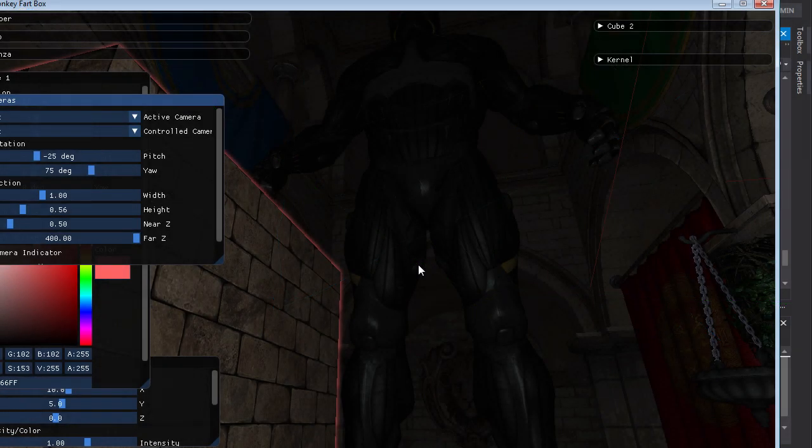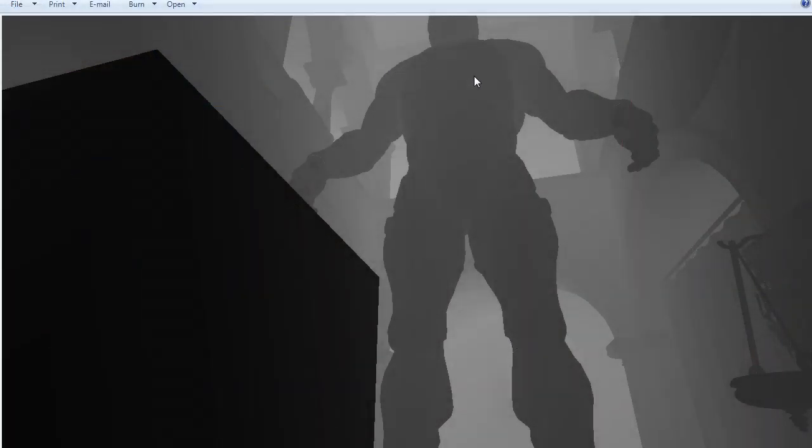By the way, let's see what it looks like when we render depth from the point of view of the light. So here's what that looks like. You see close objects very dark, and as you get farther away, they're lighter and lighter.